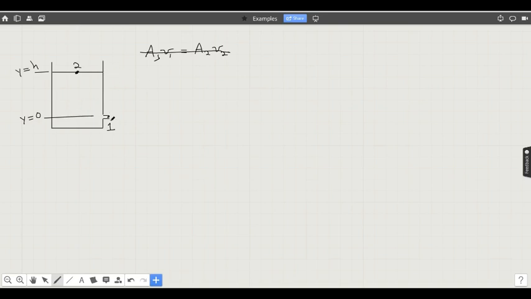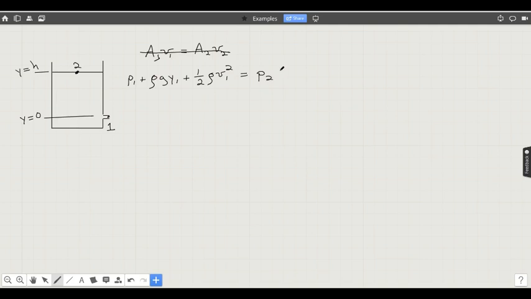So Bernoulli's equation. Let's start off with 1. So absolute pressure at point 1 plus the density times g times vertical position y1, plus 1/2 the density times the speed squared. That's equal to all that stuff now for point 2.